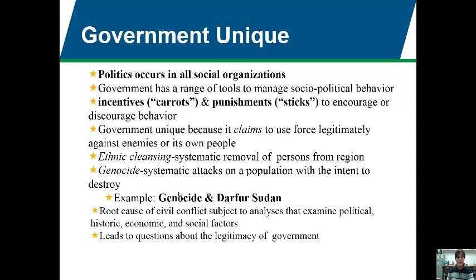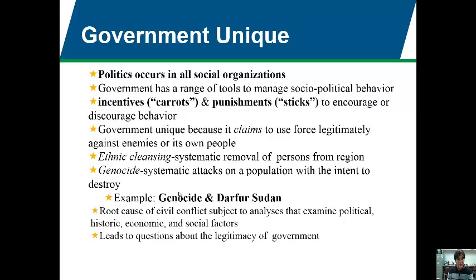discourage behavior. And government is very unique in the fact that it claims to use force legitimately against enemies or even its own people. The government is very unique in the fact that everything that it does is seen as legitimate, whether that be against its own enemies or against even its own people.